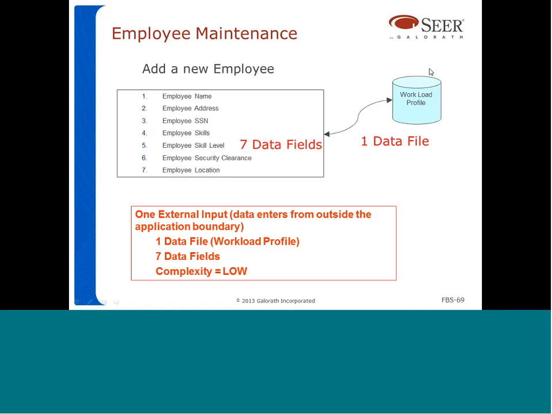So how do we count this transaction? We count this transaction as using one data file, again, because all the information is going to be stored in a single data file, and 7 data fields. The complexity is going to be low. We'll look at the tables in a second. But this is how we count this transaction, based on the number of fields and the number of data files that are used in this transaction.